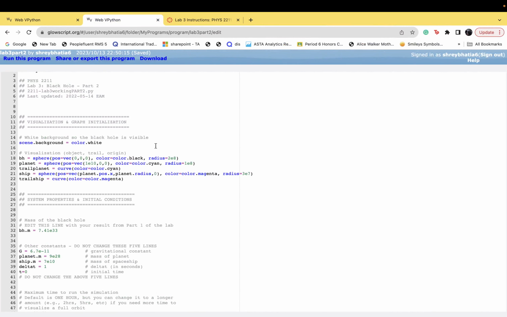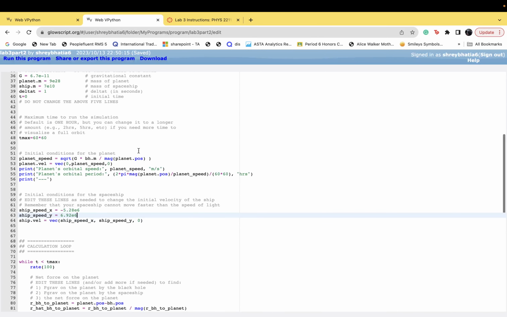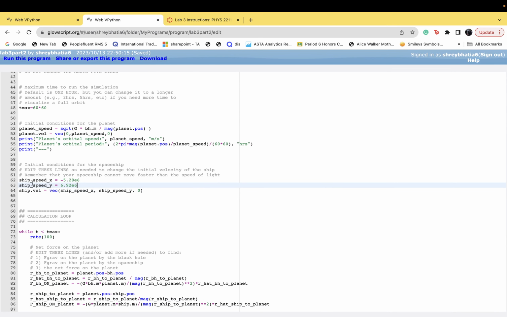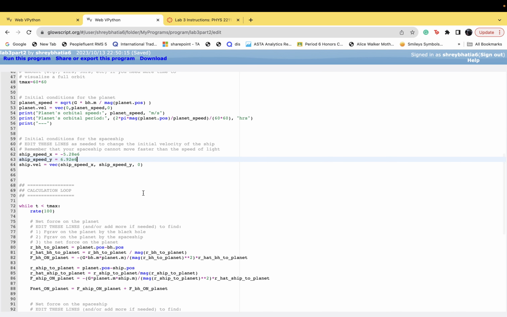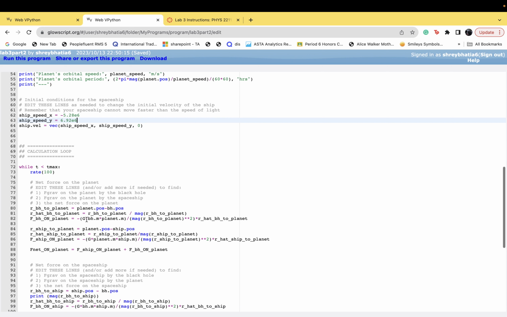Just here, part 2, let's run through it. These are the constants that we are given, and right here we have our speed in the x and y directions. Of course, some guess and check is needed, and then we can calculate the necessary things. For example, calculate the radius from the black hole to the planet, which is the planet's position minus the black hole's position.